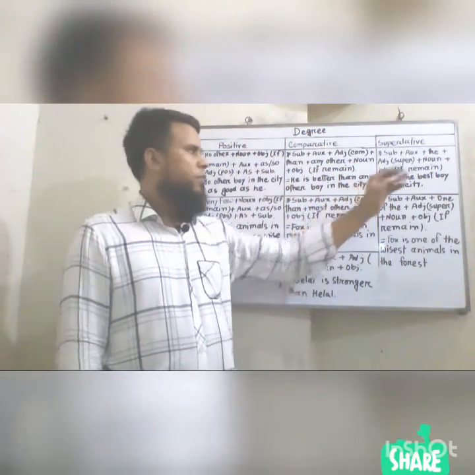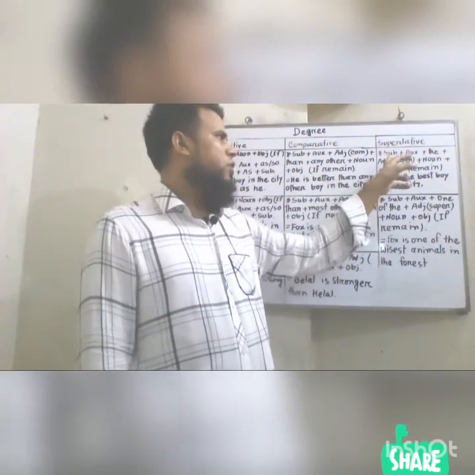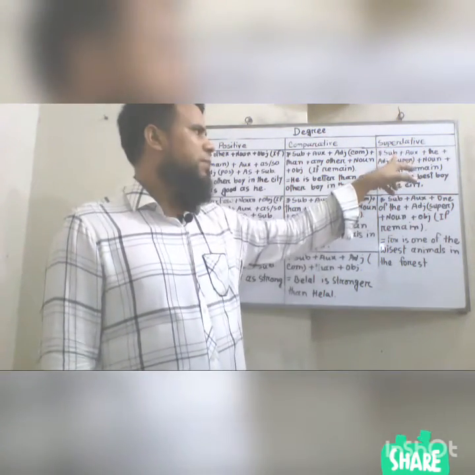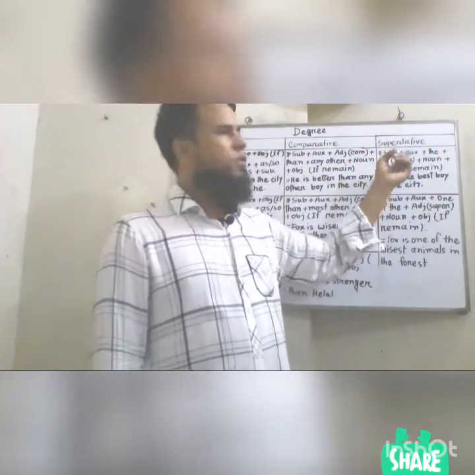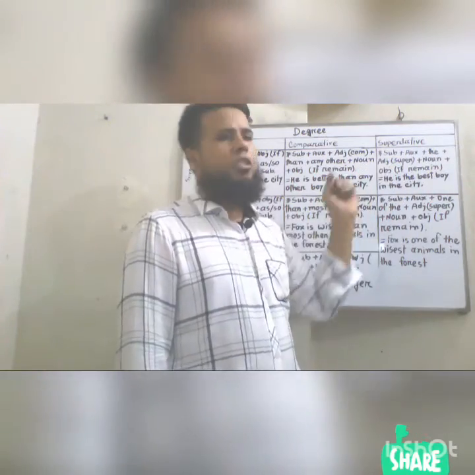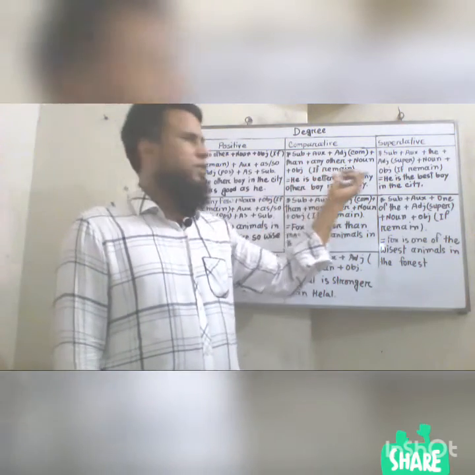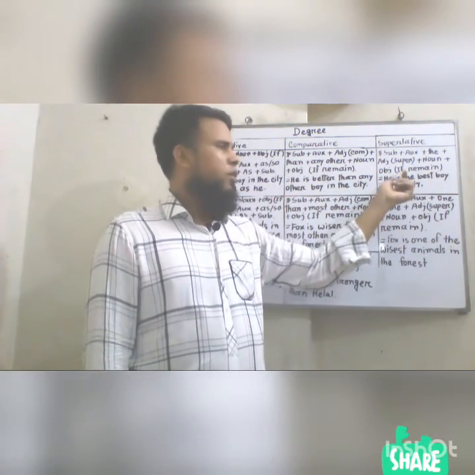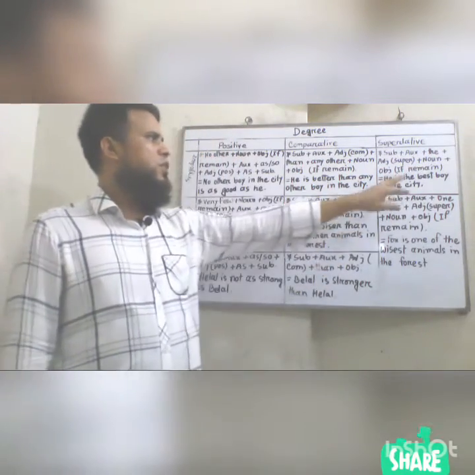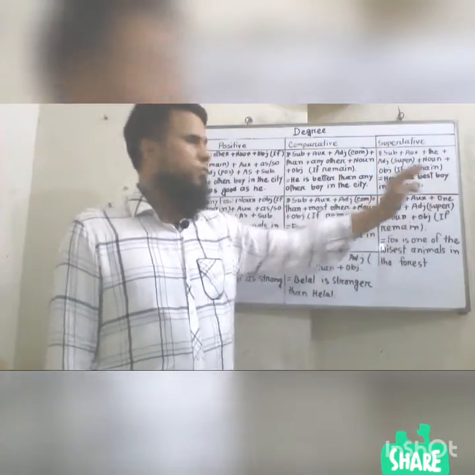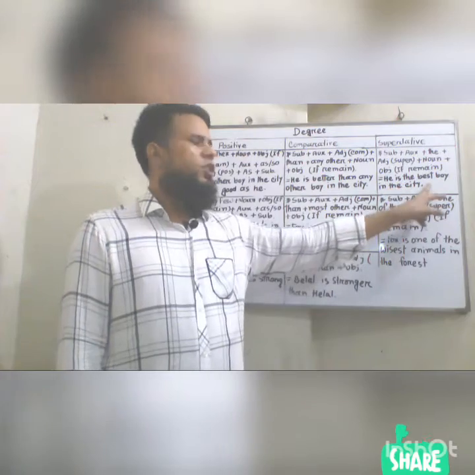Here for superlative, first I have to write the rule: subject, and then auxiliary, and then the, and adjective superlative. Super means superlative, noun and object if it remains. For example, if I want to change this sentence to superlative: he, a subject, and auxiliary is, and the, and best is an adjective superlative form, good, better, and then best, noun boy, and object in the city.